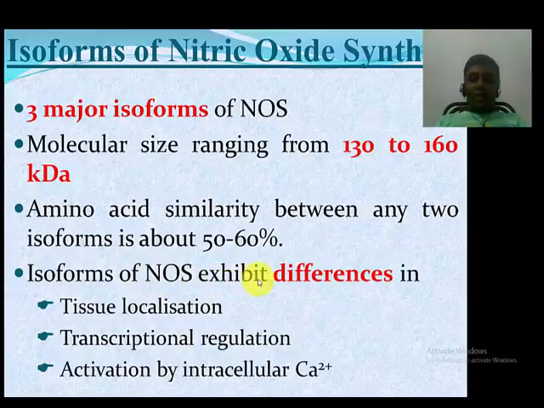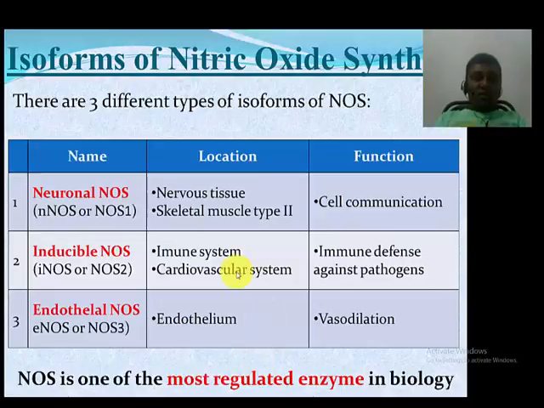The isoforms of nitric oxide synthase exhibit differences only in tissue localization, transcriptional regulation, and activation by intracellular calcium. One is the neuronal nitric oxide synthase, which is located in the nervous tissues and skeletal muscle type 2, and its main role is cell communication. It is considered as NOS1, otherwise known as nNOS.